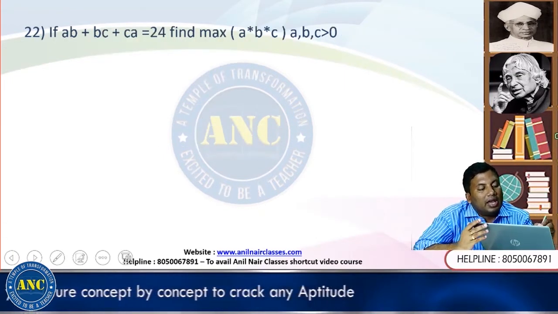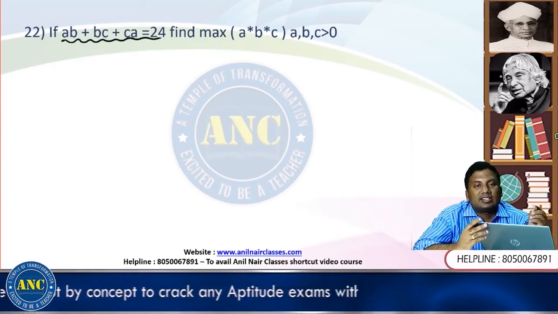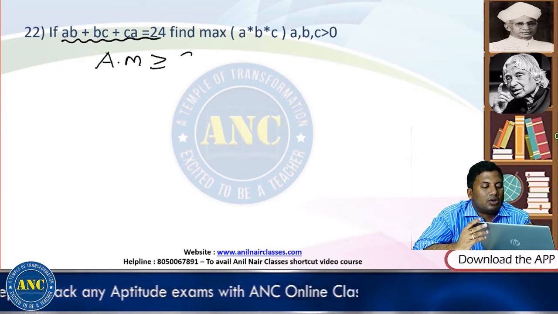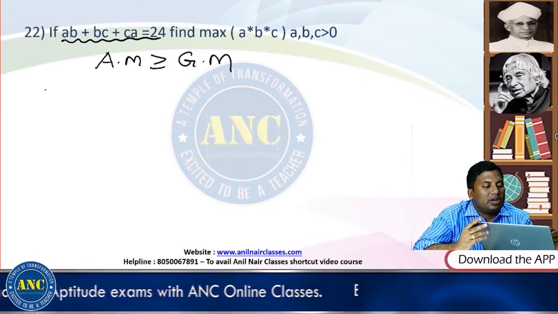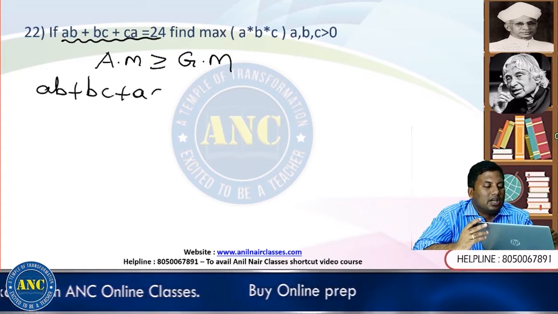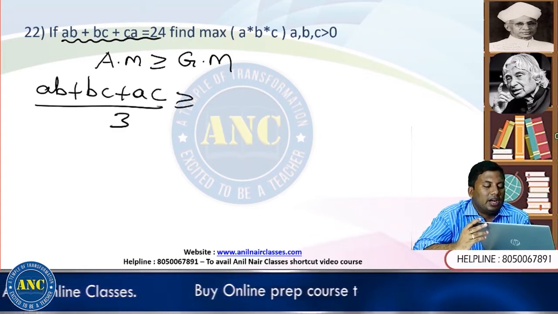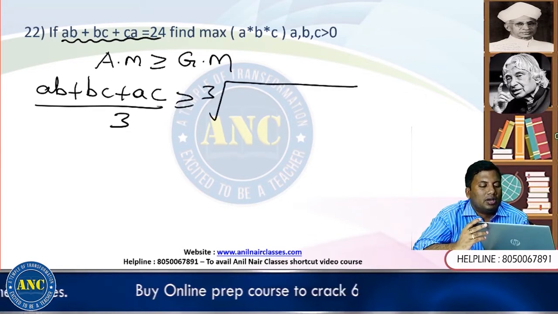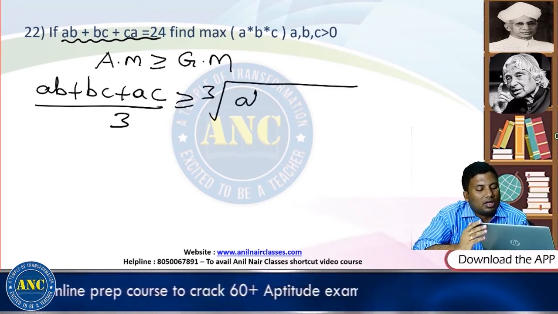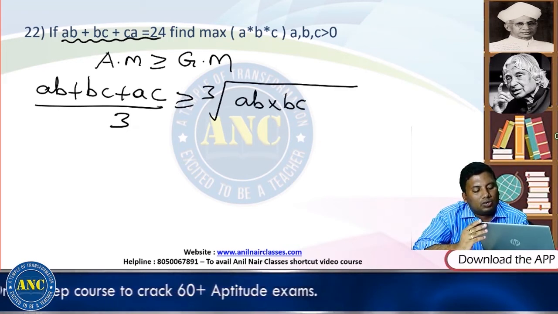Another question. AB plus BC plus AC is 24. AM is greater than or equivalent to GM. So arithmetic mean, AB plus BC plus AC divided by 3, is greater than or equivalent to GM. GM of n numbers is the nth root of AB into BC into AC.